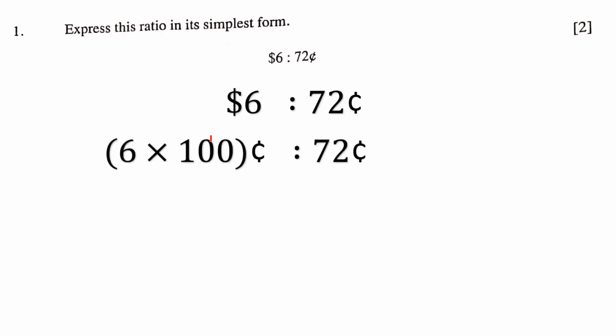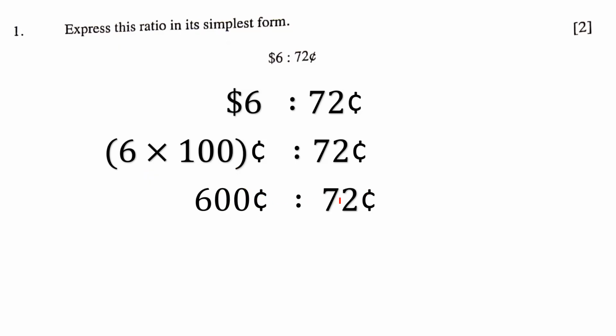How are we going to do that? We're going to multiply 6 times 100 because we know that 100 cents is $1. That means that 600 cents is $6. So 6 times 100 is 600. So we have 600 cents. All we did was convert $6 to 600 cents so that both of these can be in cents.